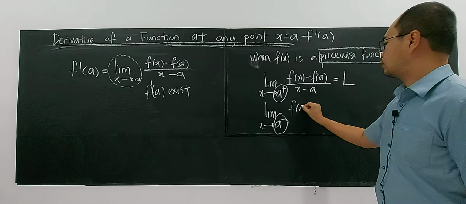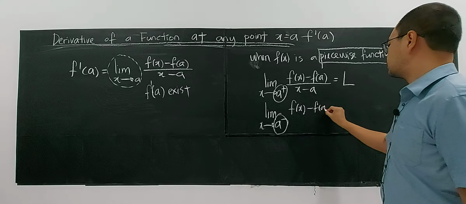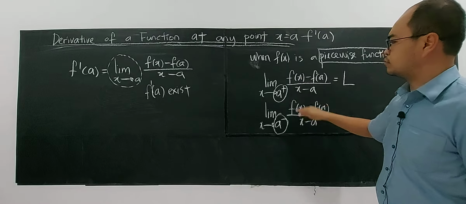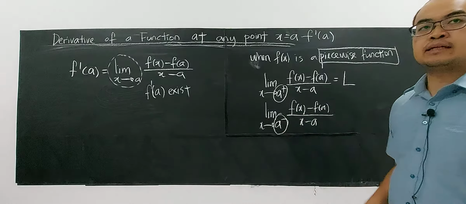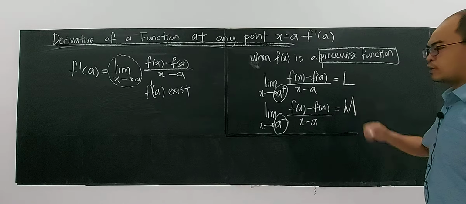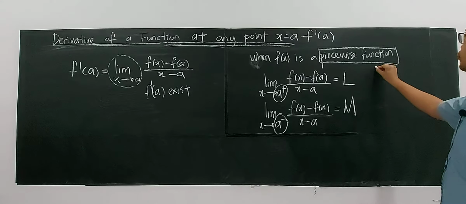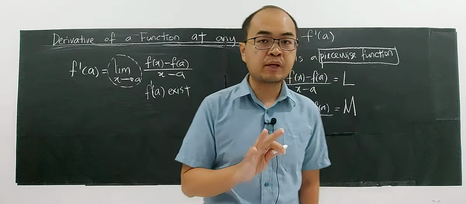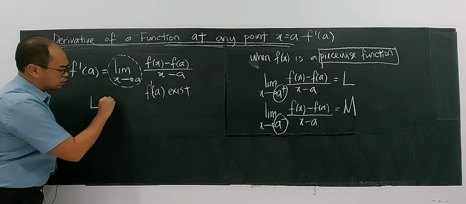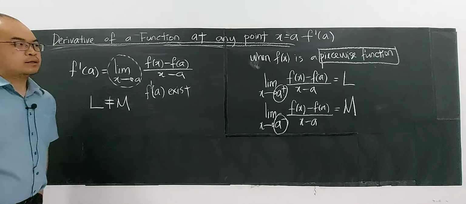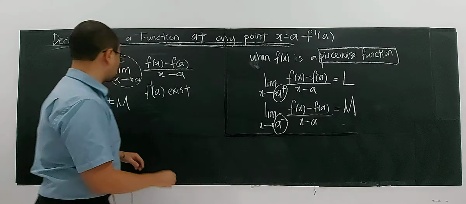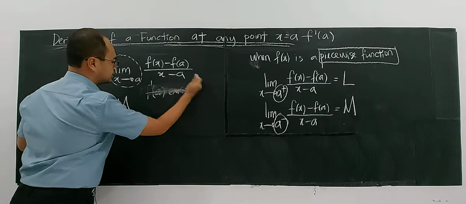Why do we have to evaluate both? Because the function is different when x is more than a and when x is less than a. Let's say you get another value, m. The concept here is very important. What happens when L is not equal to m? This shows that f prime a does not exist.